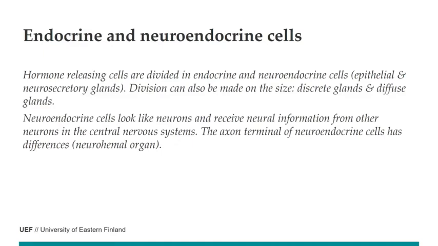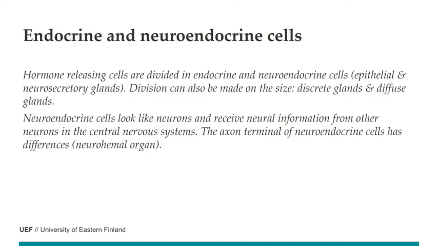And these neuroendocrine cells look like neurons because they are neurons. They receive neural information from other neurons in the central nervous system. They have an axon, and they use this axon to transport vesicles containing this hormone. And at the other end of the axon, there's an axon terminal, but it's a little bit modulated, so that's why it's called a neurohemal organ.